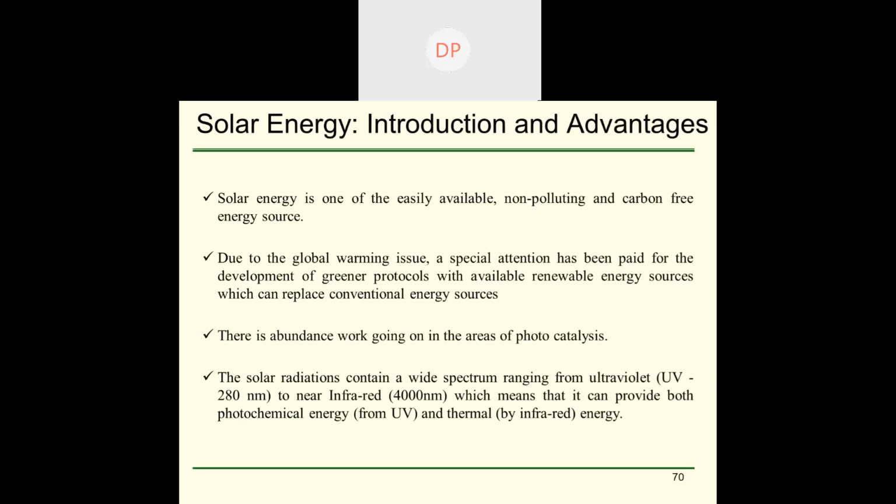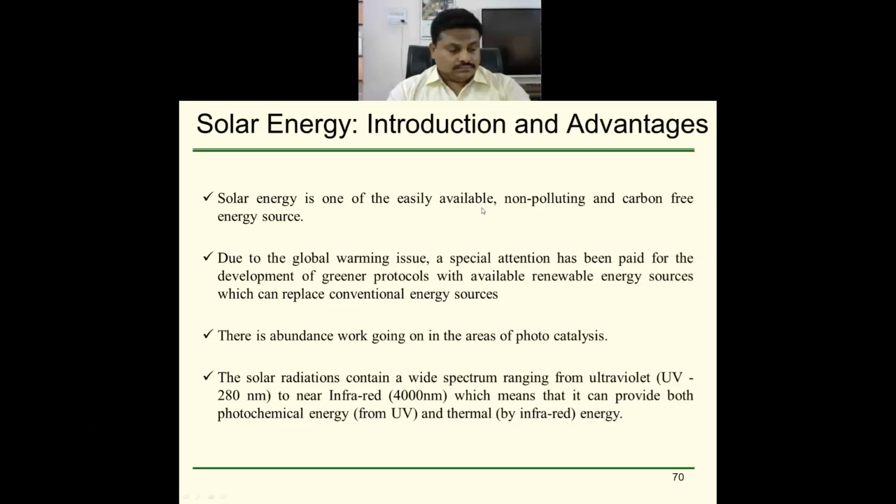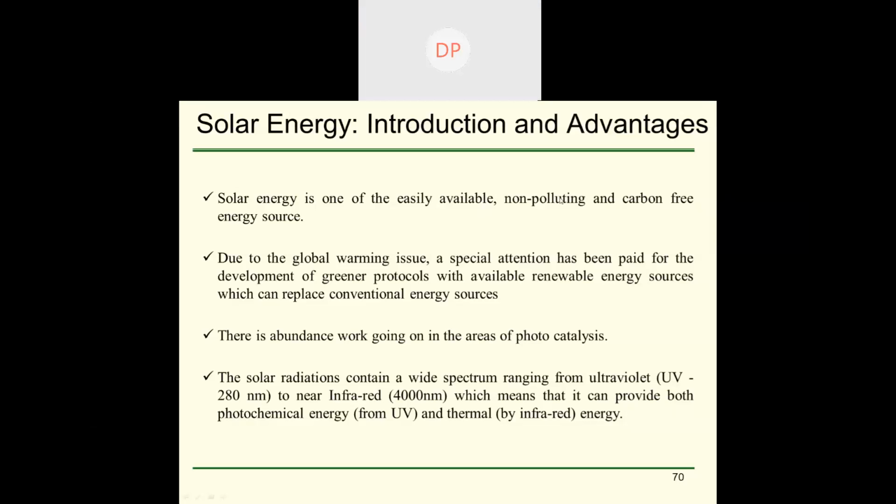The last part is solar energy, which we are recently trying to explore, and there is an interesting story associated with this. Again, I don't want to give a major introduction about this section, because everybody knows the importance of solar energy as of today. And in this, the main type is the ultraviolet, which is close to 280 nanometer wavelength, while the near IR is around 4000 nanometer. So we have used a combination of photochemical energy and thermal energy for the chemical synthesis of nanomaterial.